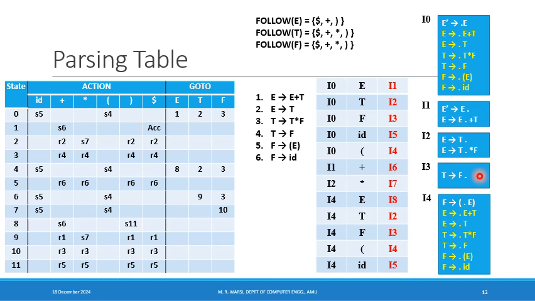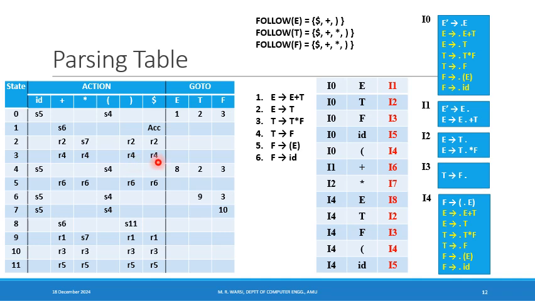follow of T, and we have already calculated the follow of T over here. So in state number 3, if the next symbol is a symbol which is in the follow of T, for those symbols I will add reduction based upon production number 4. So you can see that in state number 3 I have reduction based upon production number 4 for plus, for star, for right parenthesis, and for dollar.